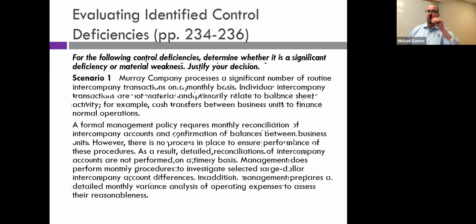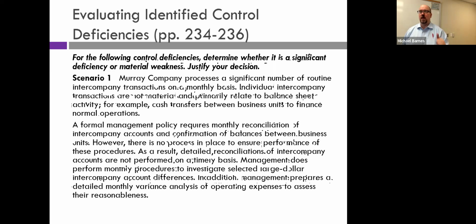So remember, there are three categories. There's control deficiency, significant deficiency, and material weakness. Control deficiency is small, not likely to be a big misstatement. Significant deficiency is significant but not material. Material weakness is likely to result in material misstatement. Based on the information given in this particular scenario, what do you guys think?